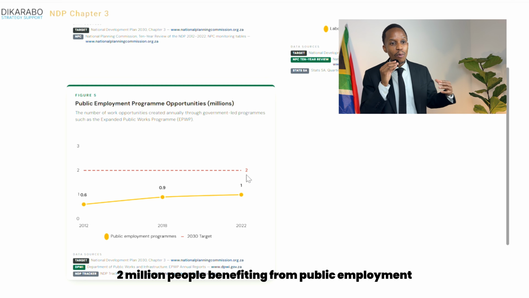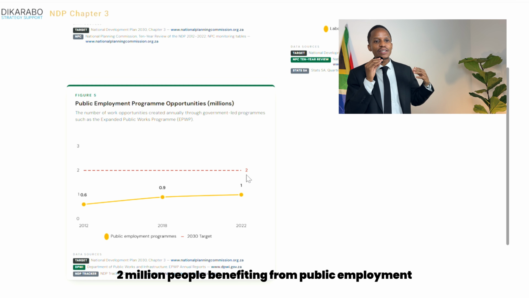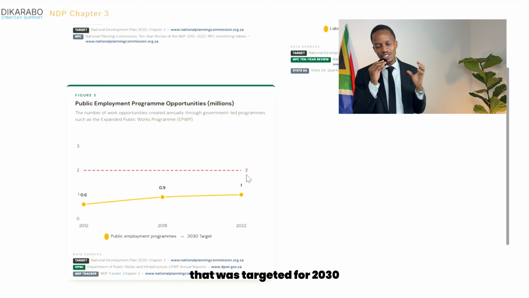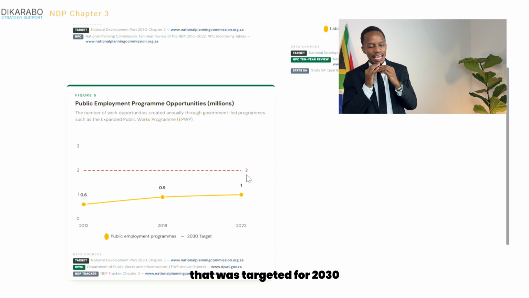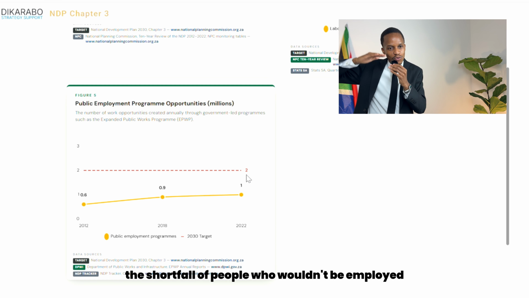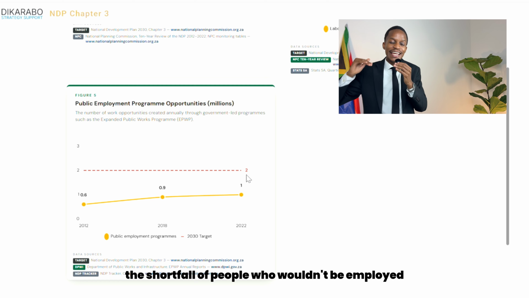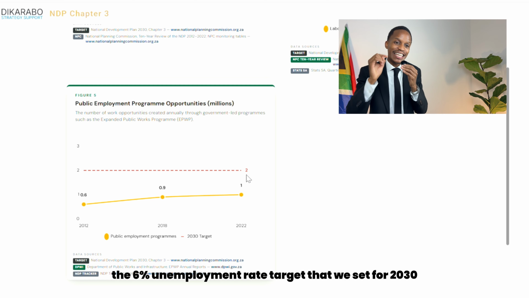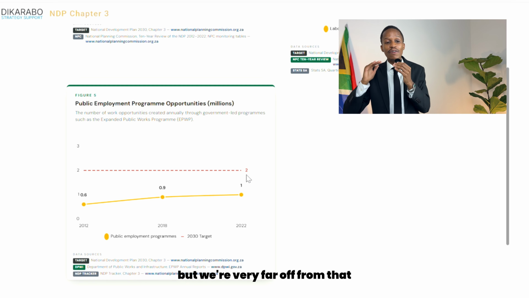And this 2 million people benefiting from public employment program opportunities that was targeted for 2030, that 2 million target was meant to cover the shortfall of people who wouldn't be employed if we achieved the 6% unemployment rate target that we set for 2030. But we're very far off from that.